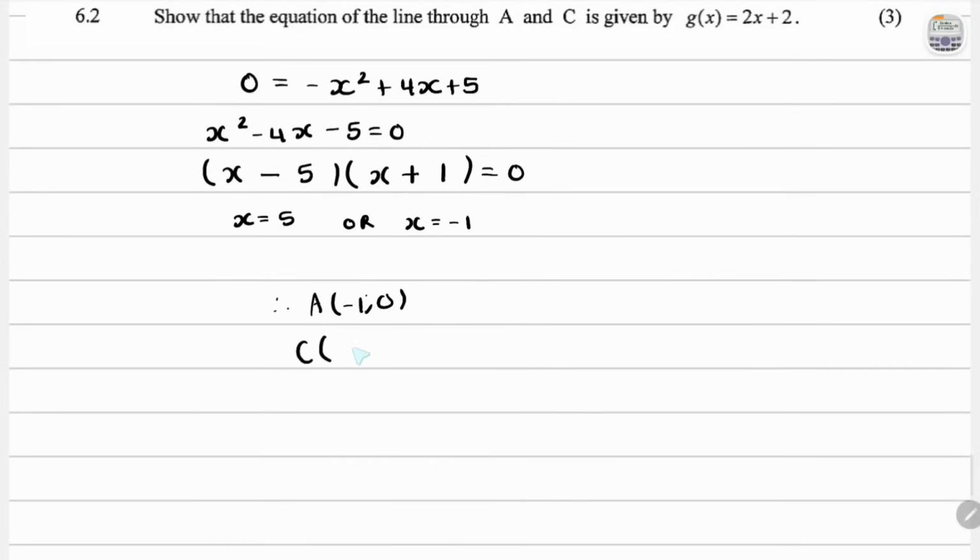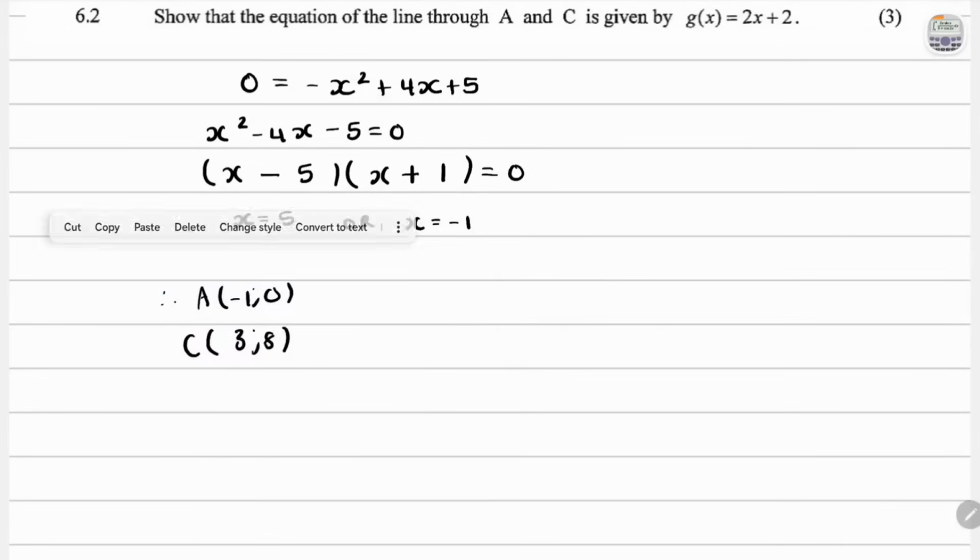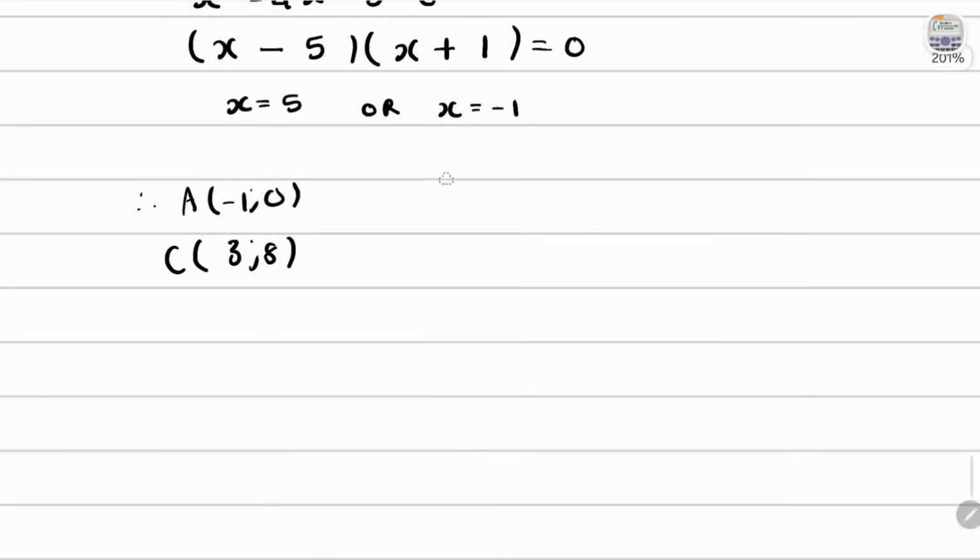So we know what c is. C was (3, 8). And we can just find the equation of this graph now. It is a straight line, meaning we need to find the gradient first. So gradient, and then the formula for gradient. When subtracting, just make sure you are consistent.